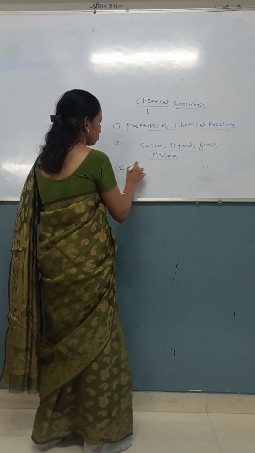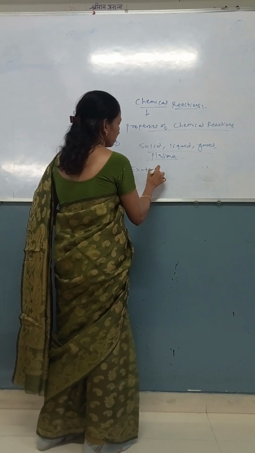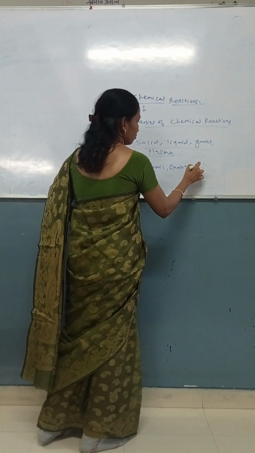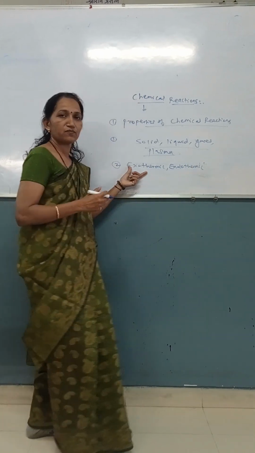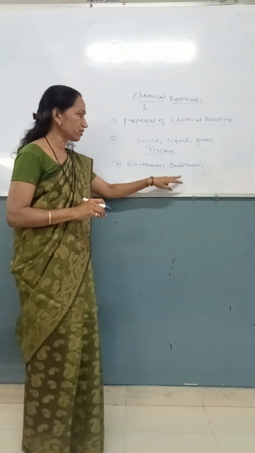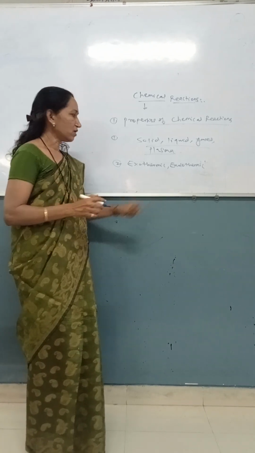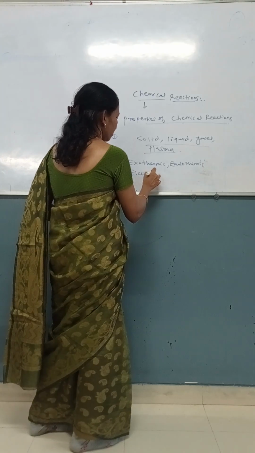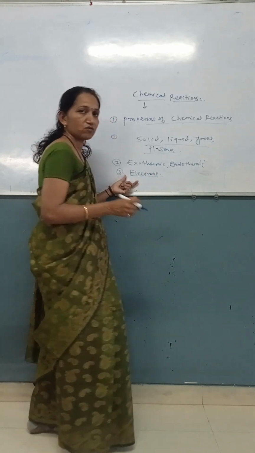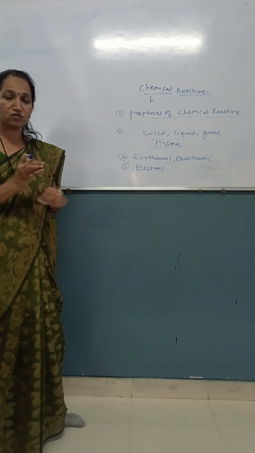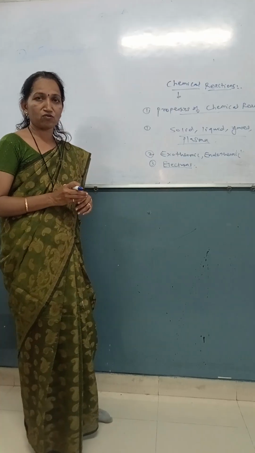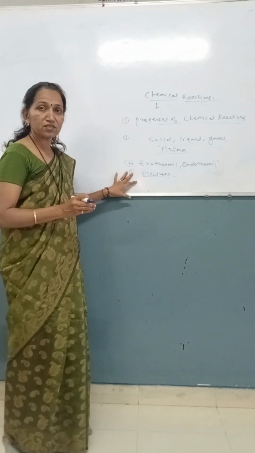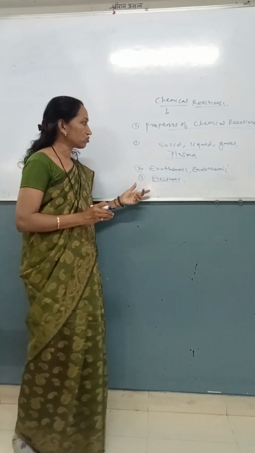Now, second is the exothermic and endothermic reactions. Exothermic means the energy is released in a particular reaction, and in an endothermic reaction energy is gained. Then third one is the property of electrons. Here, the sharing of electrons or the gaining of electrons means to gain the electron or to accept the electrons. Both these properties are seen in different types of chemical reactions also.